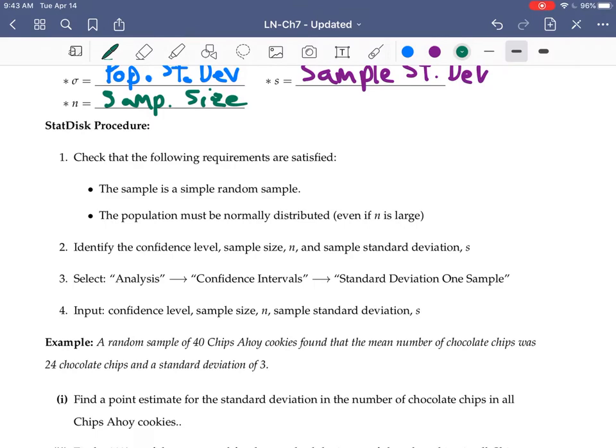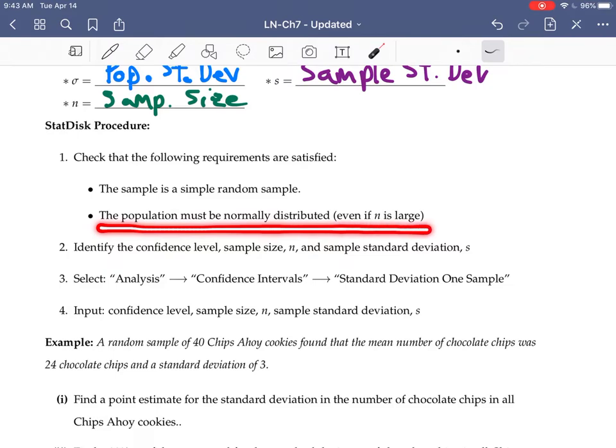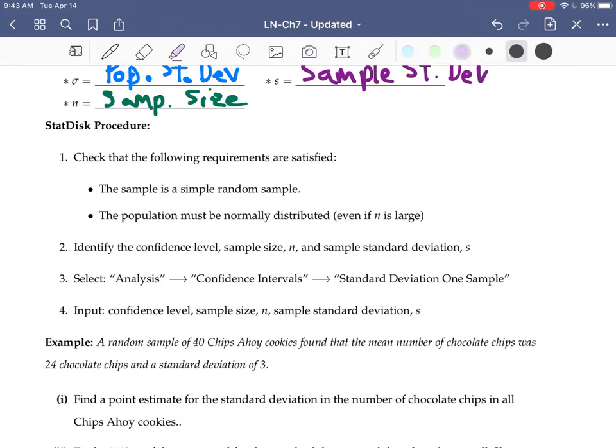In StatDisk, this is how we would proceed. We would first check that the following requirements are satisfied. The sample is a simple random sample, and the population must be normally distributed even if N is large. If we don't have a normal distribution, this confidence interval will be meaningless.